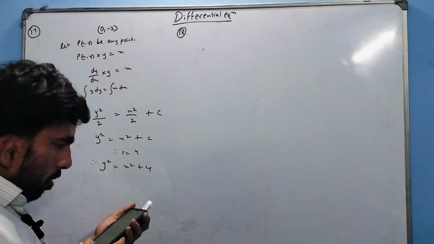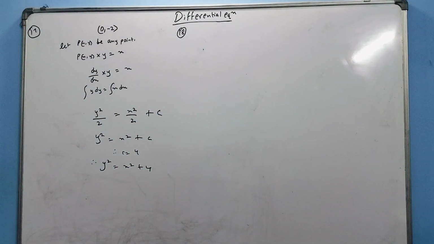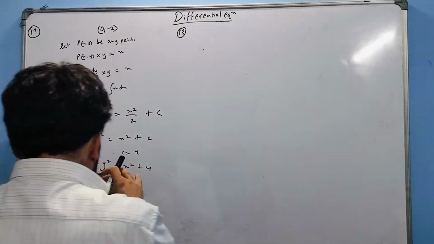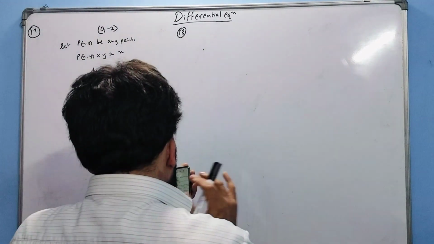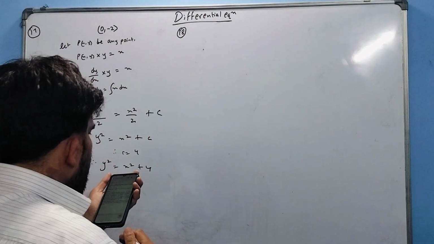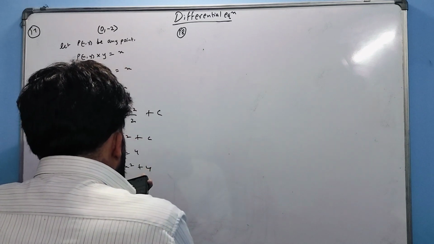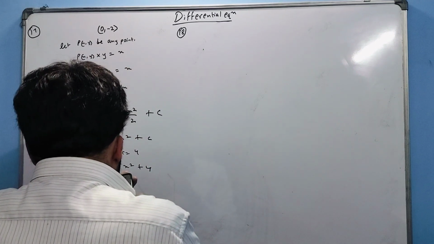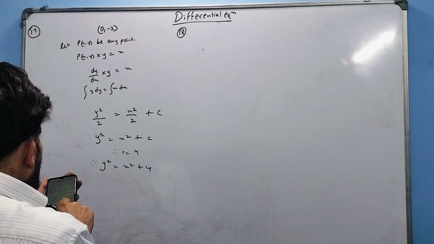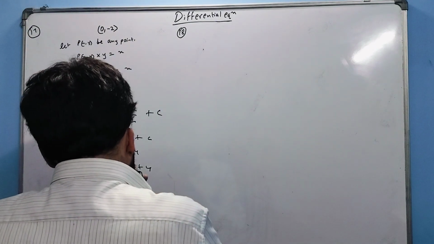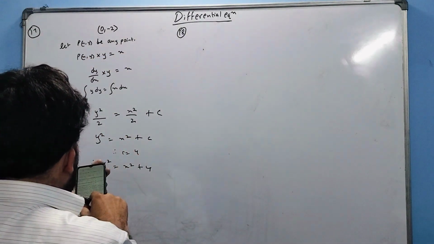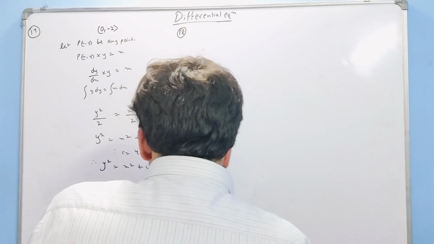Now let us try to solve the 18th question I have in my hand. That is, we need to, at any point xy of the curve, they are saying that the slope of tangent is twice the slope of the line segment joining the point of contact to the point. So what we need to do? We need to find the equation of the curve given that it passes through minus 2, 1.